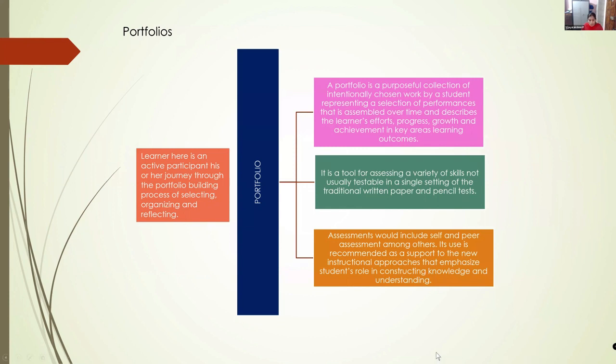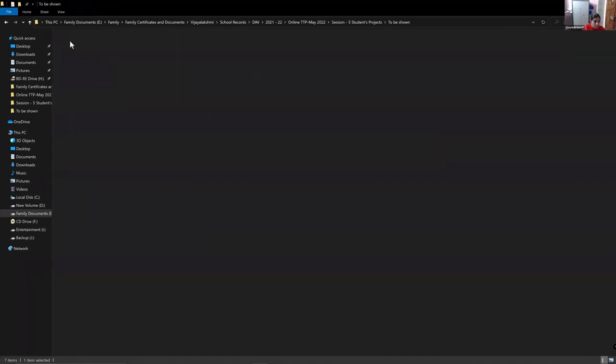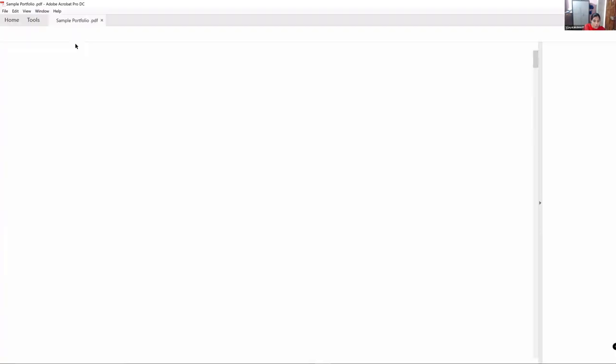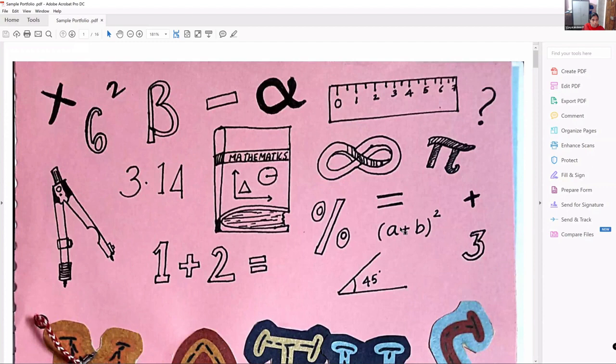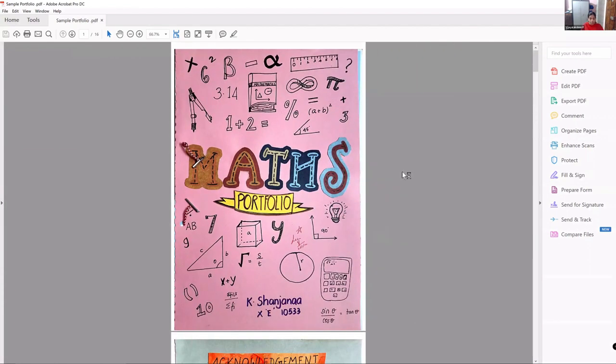So let me show one portfolio. Shall I? Are you able to see, teachers? Yes, ma'am. Showing one portfolio. This is a portfolio done by one of the students, class 10.